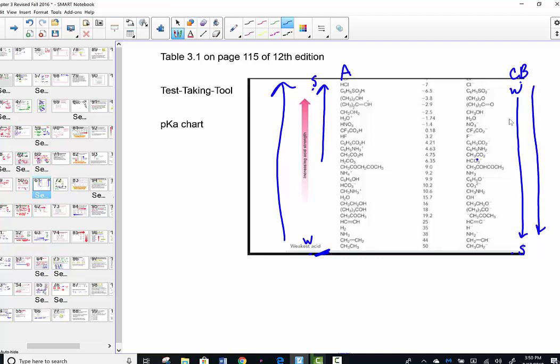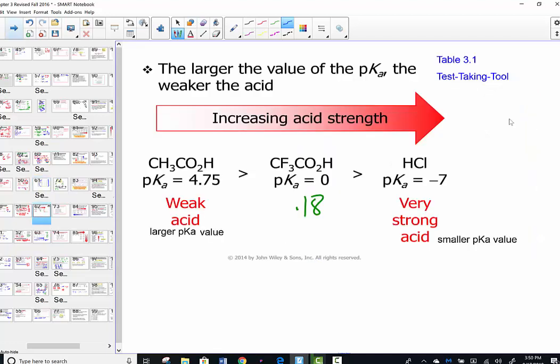Just make sure you see this chart and spend some quality time with it. You'll be looking at it to find Kas. Again, just to repeat, table 3.1, page 115, you need a print. You can Google that, pKa chart, or you can use the one that I've attached to our Canvas site and print that. Let's take a peek at some trends and just kind of observations.